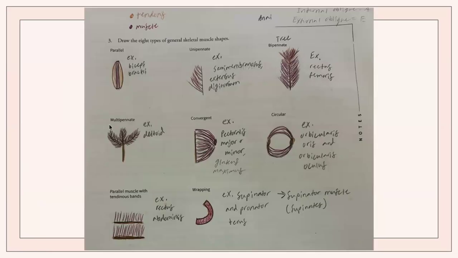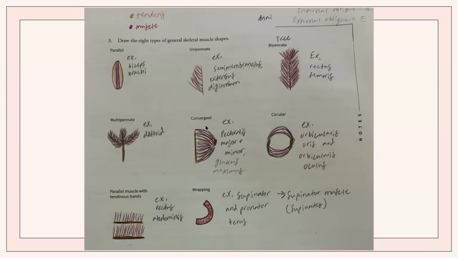Then you have your multi-pennate muscle shape. An example of this would be your deltoid, aka your shoulder muscles. So you have a starting point and then it branches off into multiple segments. And in each segment, you kind of have that bipennate shape where they're branching off from both sides.